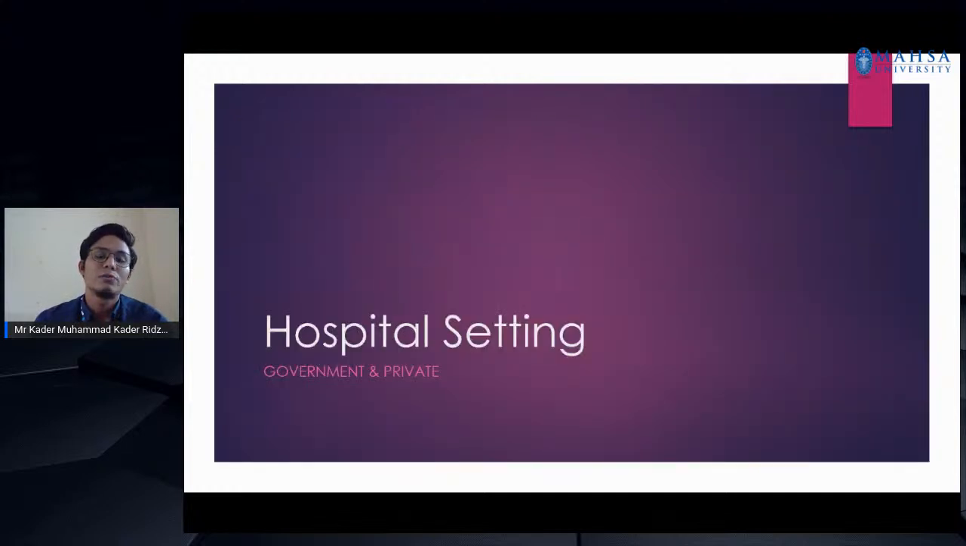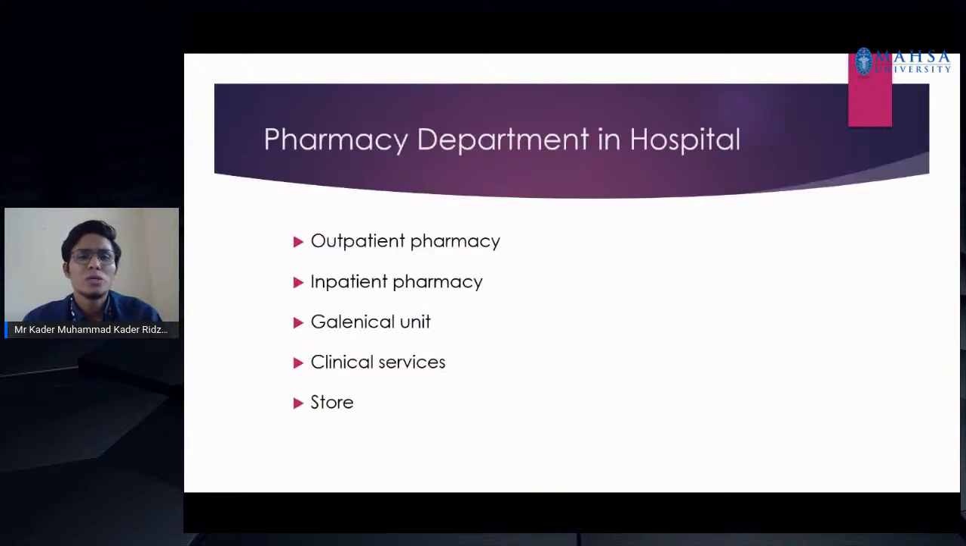So let's look at the first one, the hospital setting. We have government hospitals and private hospitals. In the hospital we actually have a few departments: the outpatient pharmacy, inpatient, Galenical, clinical, and store. These are the departments that the pharmacy assistant can work in.